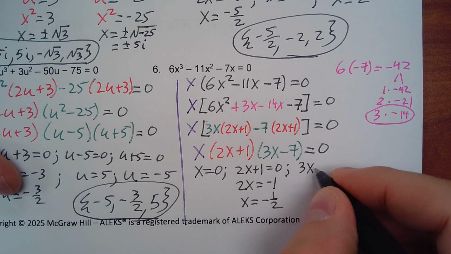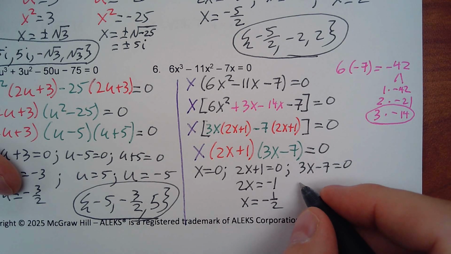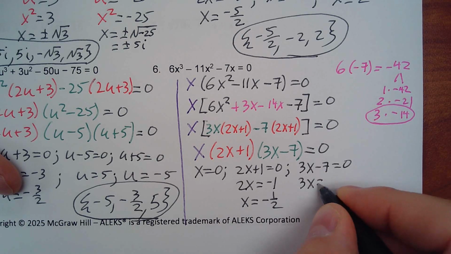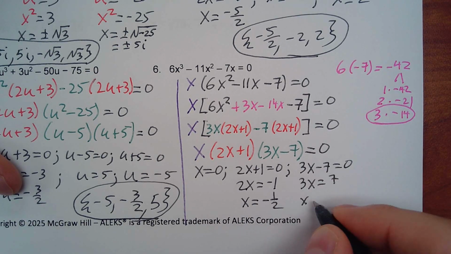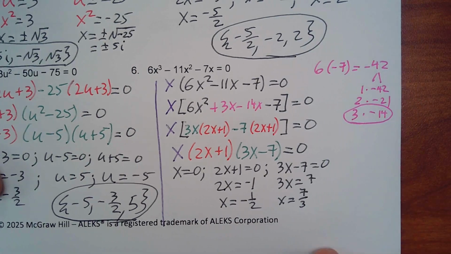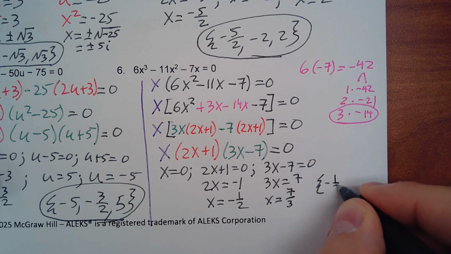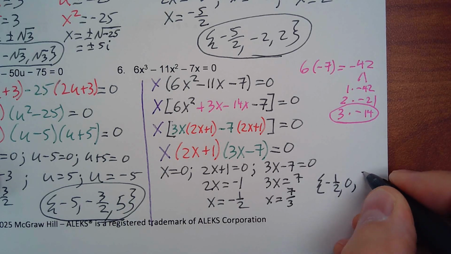Third one, 3x minus 7 equals 0. I'm going to add 7 to both sides, and then divide by 3. So I've got my three answers then: negative 1/2, 0, and 7/3.